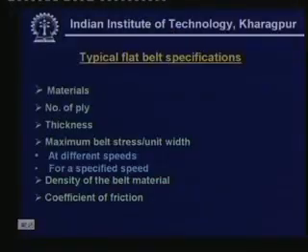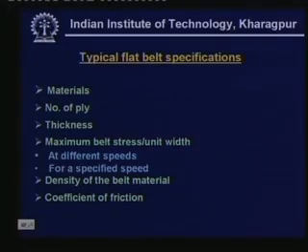Then you can see the point, number of ply. So, what is the number of ply? As I told you, it is the total number of plies with which the belt is made. So, the cross sectional thickness will depend upon the number of plies you are using in a belt. Next, maximum belt stress per unit width.